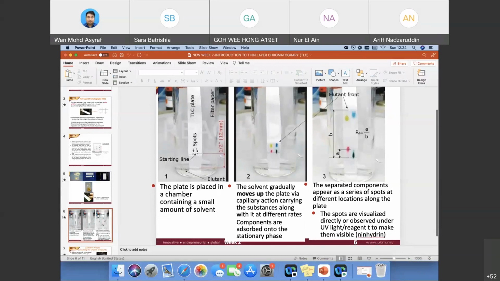The solvent gradually moves up the plate via capillary action, carrying the analytes along at different rates. Why different rates? Because of the interaction. All of the analytes inside the sample have different chemical properties and different interaction with the stationary phase. The components are adsorbed onto the stationary phase. So the job of the mobile phase is to make sure that the analytes move upwards, but at a different rate. And lastly, the separated components appear as a series of spots at different locations.